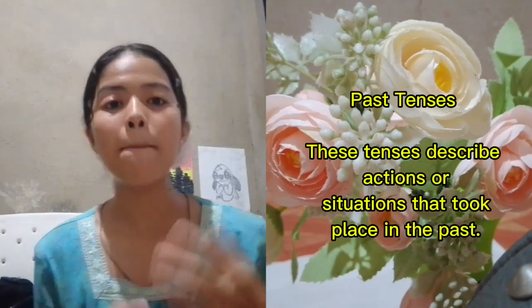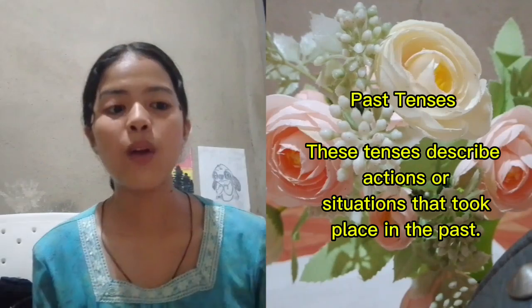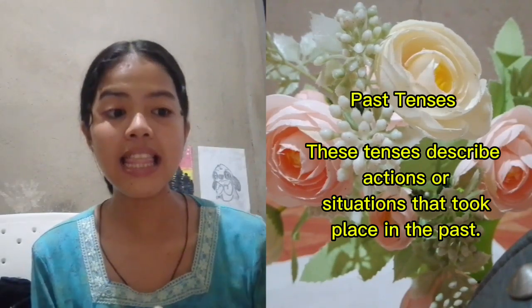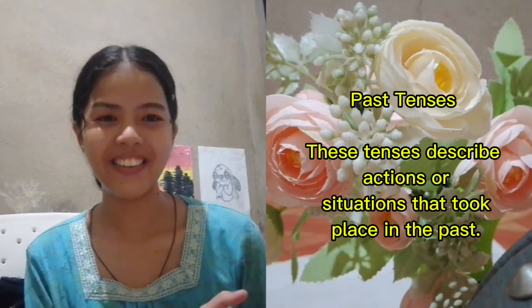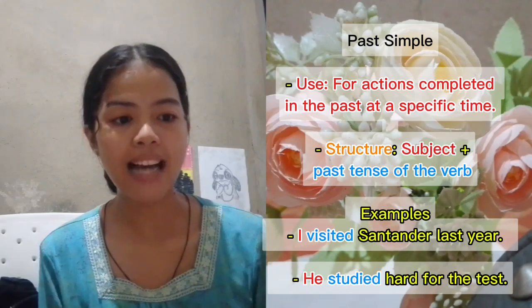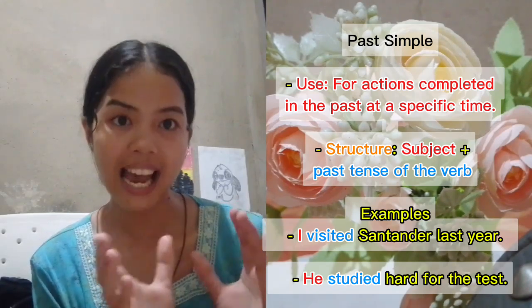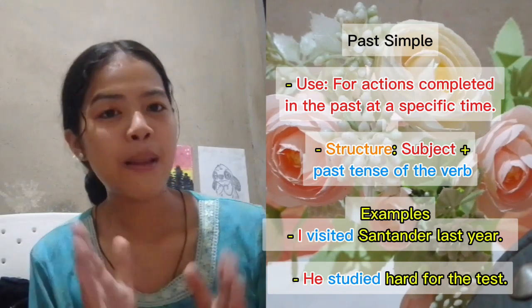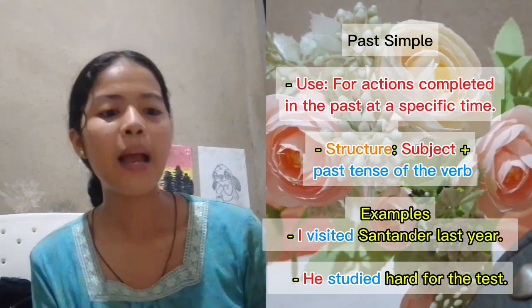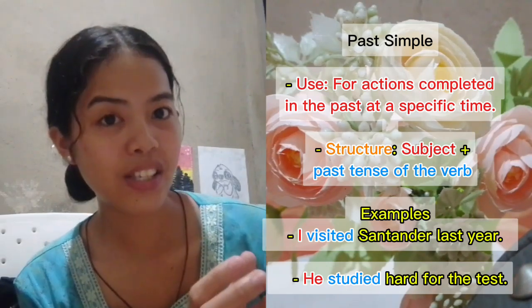So we know that past tenses describe actions or situations that took place in the past. Okay, so let's first start with the past simple. So past simple is used for actions completed in the past at a specific time. Okay, the past simple follows the structure of subject plus past tense of the verb.